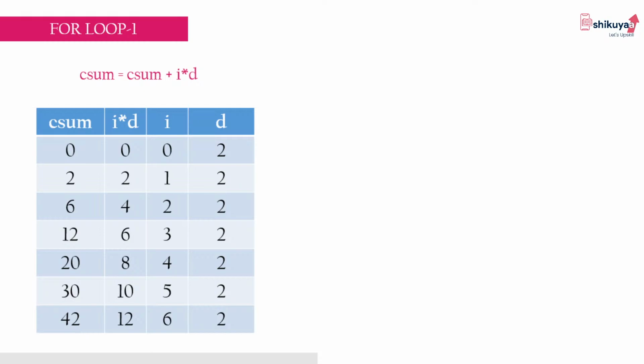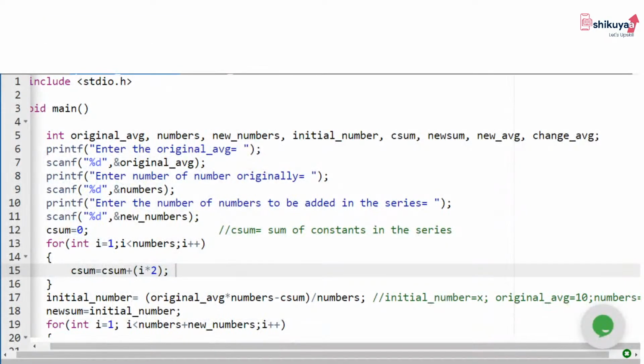So even if we give the input as 9 or n, this loop will go till n, and then finally we will get the value of csum, whatever it may be. In our case, the csum is 42. So let's go to the code again. You can see on the screen now.